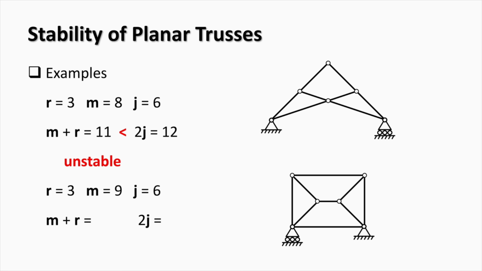The second truss has 3 reaction forces, 9 members, and 6 joints. The sum of reactions and truss members is 12, which equals twice the number of joints. However, this truss is still unstable and will collapse. In this case, the instability is also internal and could only be identified by inspection of the arrangement of truss members. This truss contains 2 unstable middle cells comprised of 4 bars and 4 joints.